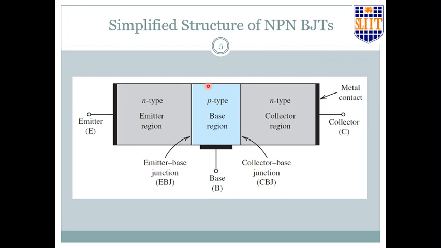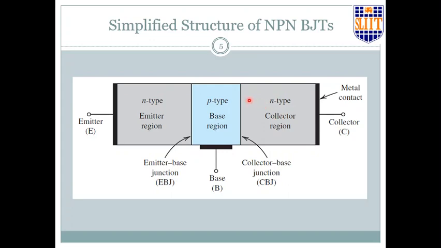Simplified structure: as we already discussed, we use the NPN transistor for all the discussions, and in that case we have a P layer in the middle, the base, and on either side you have the collector and the emitter. They are N type layers.